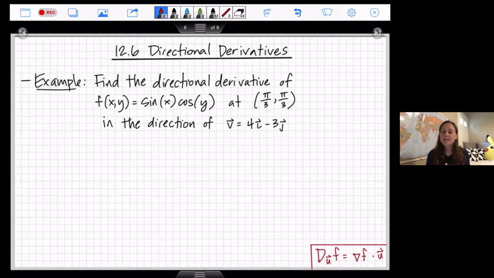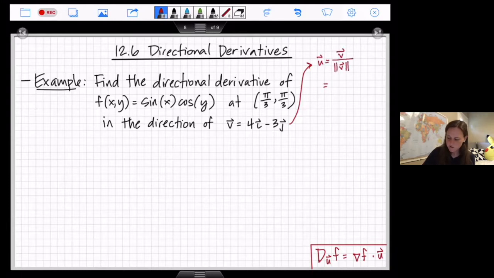Now remember that u has to be a unit vector. And they gave us the vector ⟨4, -3⟩. It's not a unit vector. So the first thing I'm going to do is convert that vector v into a unit vector. All right, so I'm going to do this off to the side over here. Our unit vector is going to have to be the vector v divided by its own magnitude.